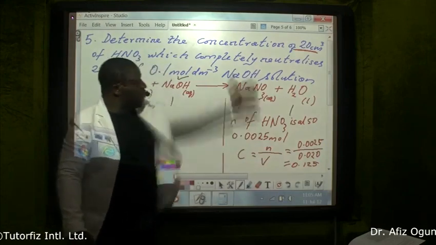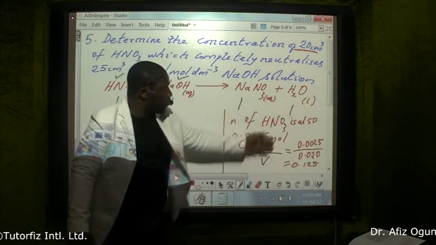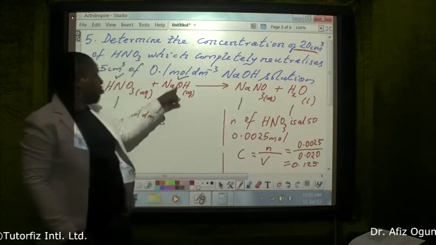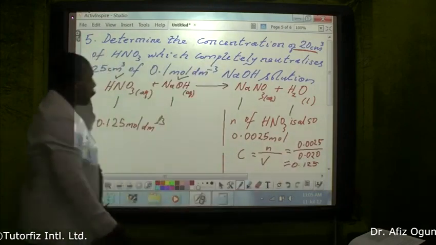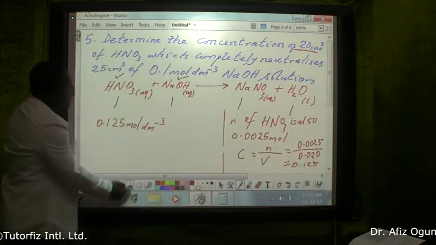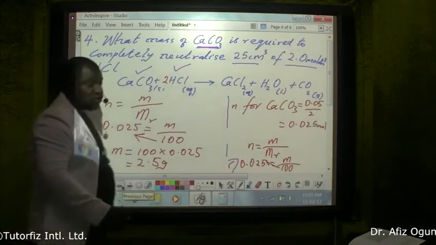Volume has to be in dm cube. Volume is 20. You divide by 1000. You get 0.02. So the number of mole you should know, which equals the number of mole of this, divided by this, and you get your concentration. Easy as ABC. Let's look again. Is there any other one? There is no other calculation here.